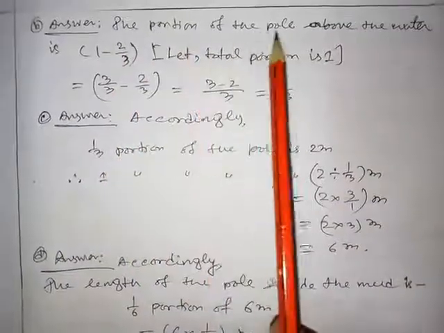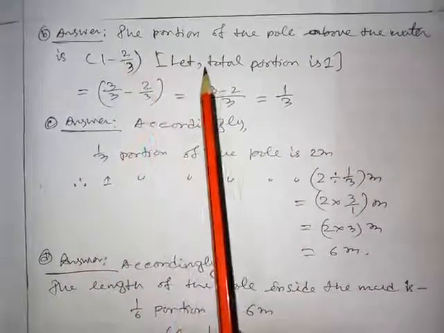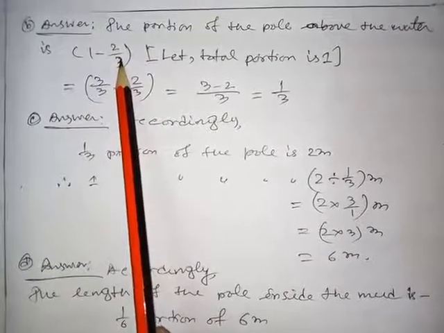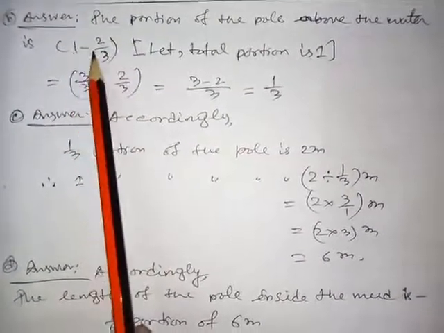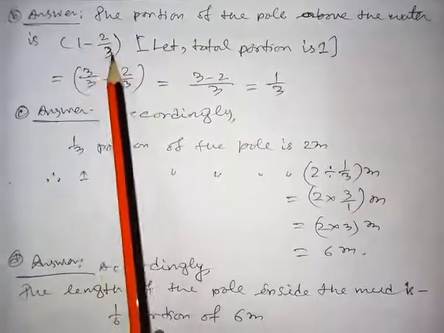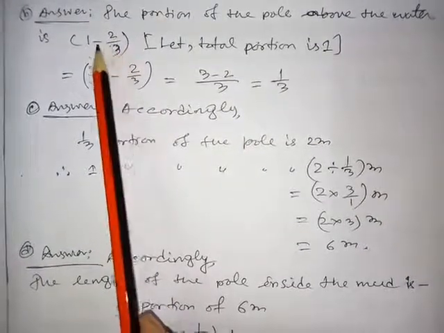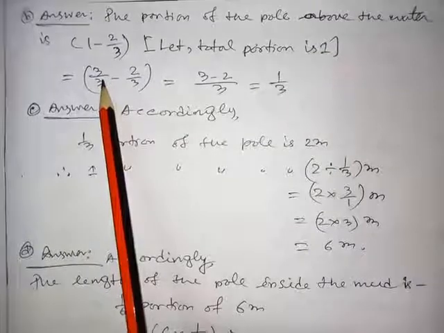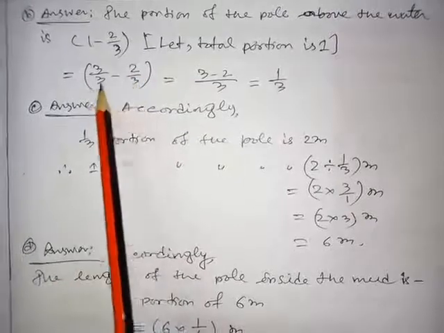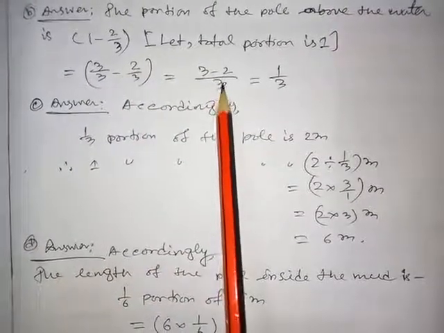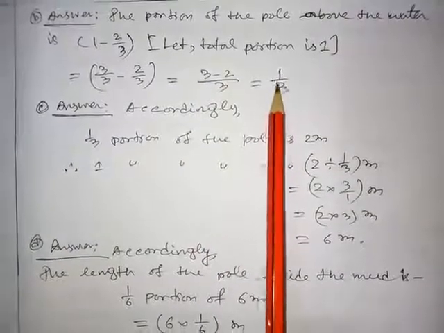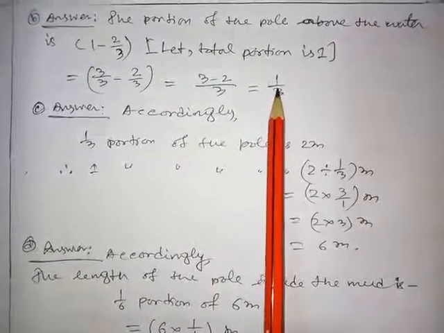Now B. The portion of the pole above the water is, let us think the total portion is 1. Then we subtract 2 by 3, the portion inside the mud and in the water, from the total. Then we will get the portion above the water. So subtract 2 by 3 from 1. So look, here we are taking 2 portions out of 3. So 1 means 3 out of 3. So 1 portion means taking the whole portion. That means 3 by 3. So now both fractions' denominators are the same. So the denominator of the difference will also be 3. Now subtract the numerators. 3 minus 2 is equal to 1. So 1/3 portion is actually above the water of the pole.